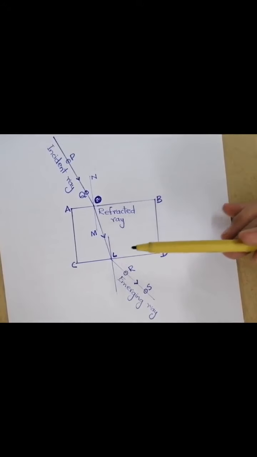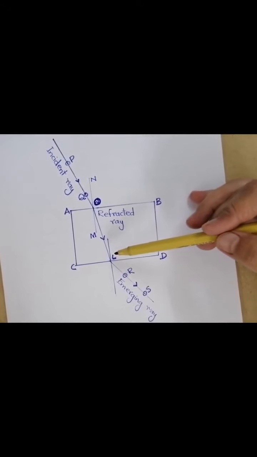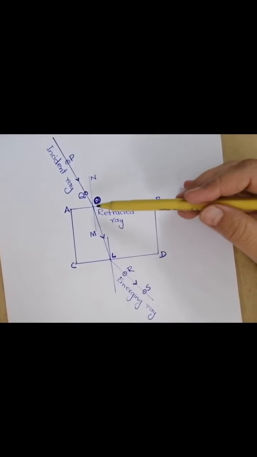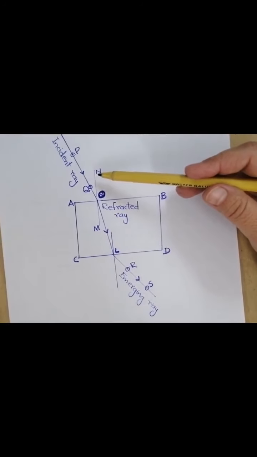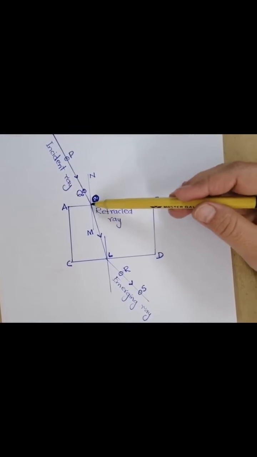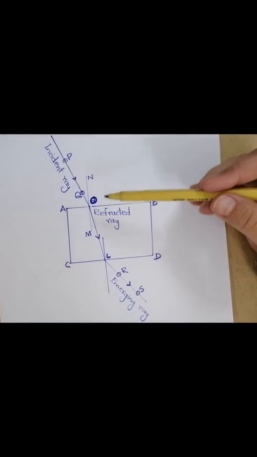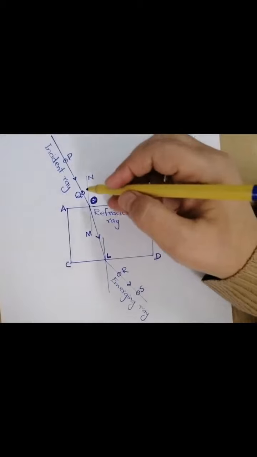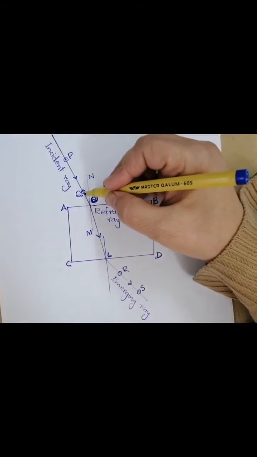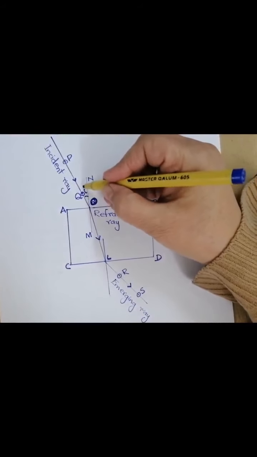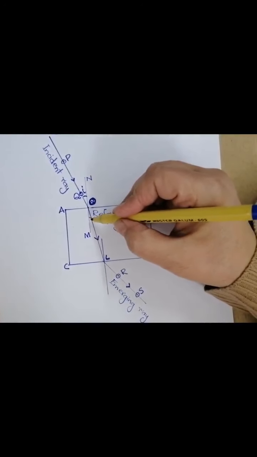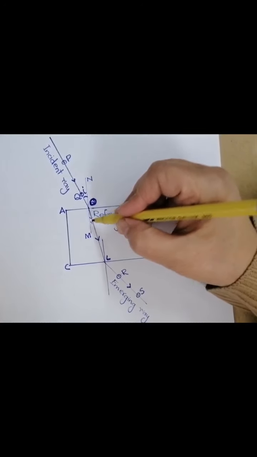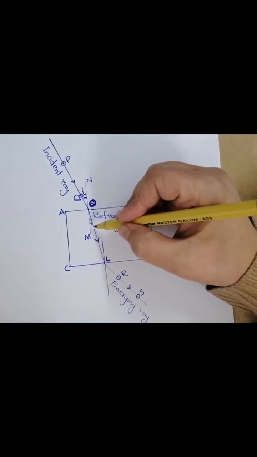Next I joined O and L. Then I have drawn the normal. Normal is an imaginary line that is drawn perpendicular at the point of incidence. And the angle between the normal and the incident ray is known as the angle of incidence. And the angle between the refracted ray and the normal is known as the angle of refraction.